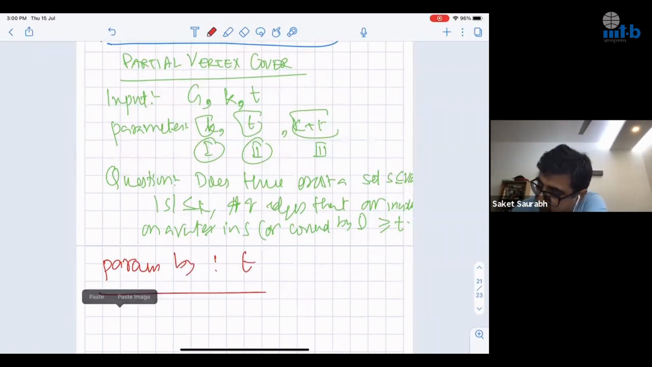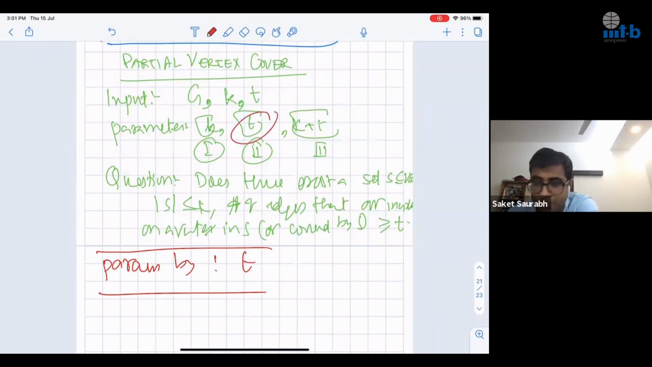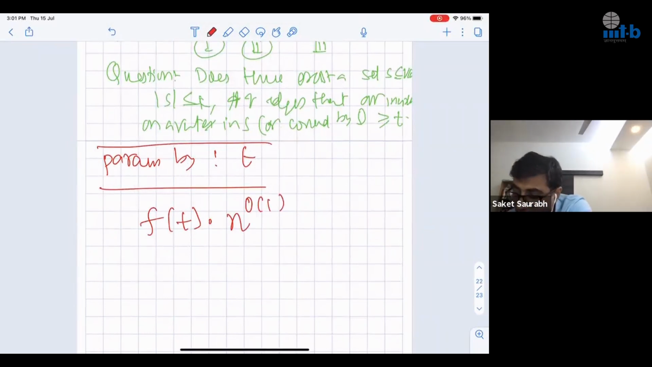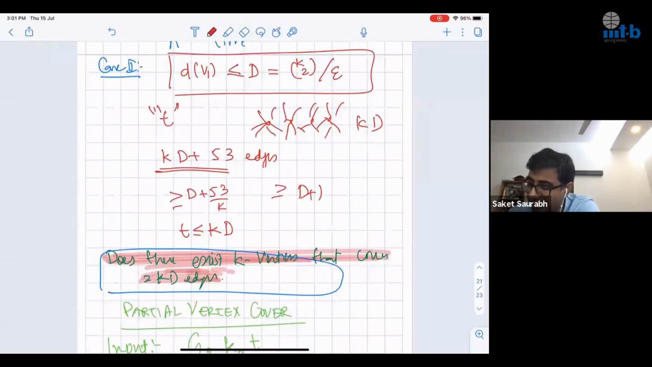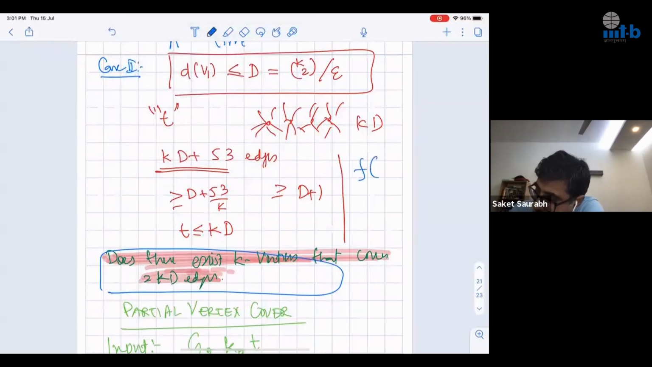You saw that the problem is W1 hard, or the problem cannot have an FPT algorithm parameterized by K. But what about T? Suppose I can give you an algorithm with running time f of t times n to the power big O of 1. What does this algorithm imply for this case? Then the number of edges that I'm allowed to cover is at most KD. So if I apply that algorithm, my running time will be f of KD times n to the power big O of 1.